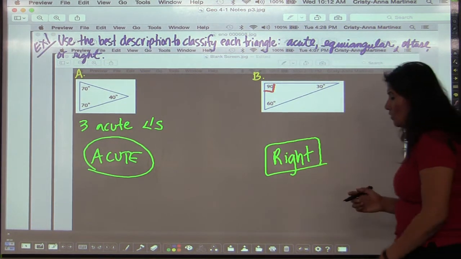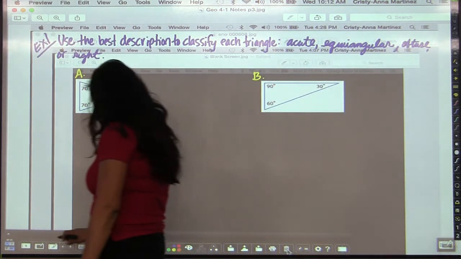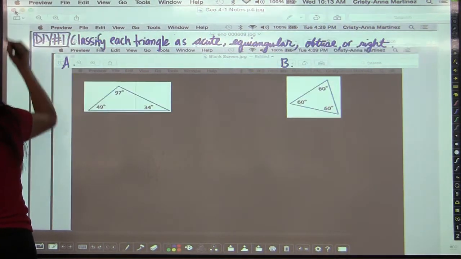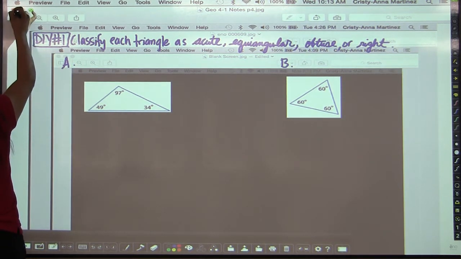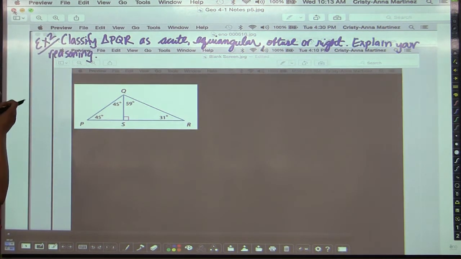It's not complicated to do. So we're going to have you try this do-it-yourself number 1, where you're classifying these 2 triangles, and then we're going to move on to the next example. So in example 2, it says classify triangle PQR as acute, equal angular, obtuse.